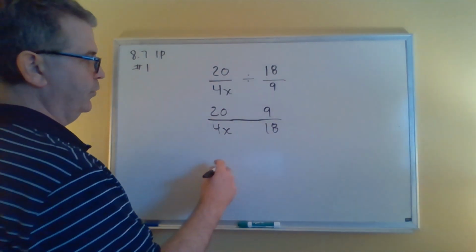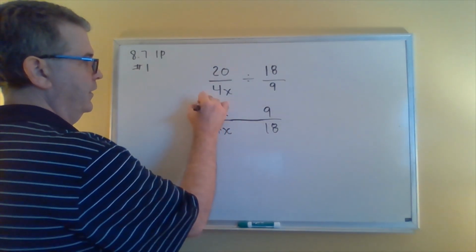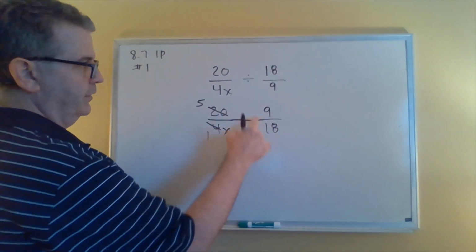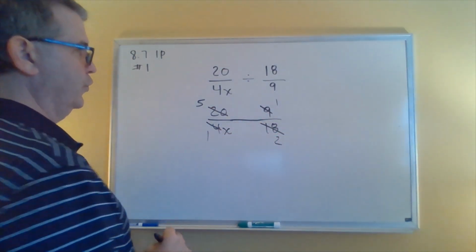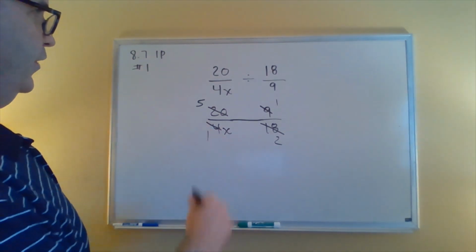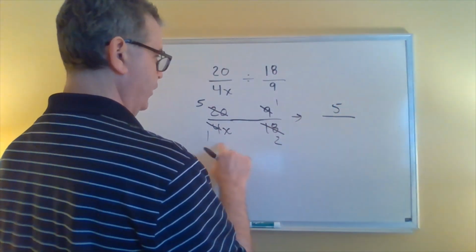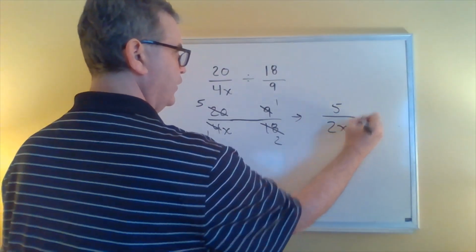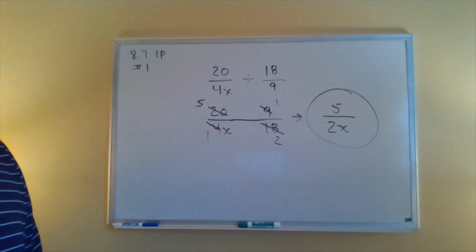So now we start simplifying. We can rewrite 20 over 4 as 5 over 1. We can rewrite 9 over 18 as 1 over 2. I believe that's all the simplifying we can do. So we're going to be left with 5 over, and what's left on the bottom? 2x. So there's our answer for number 1, 5 over 2x.